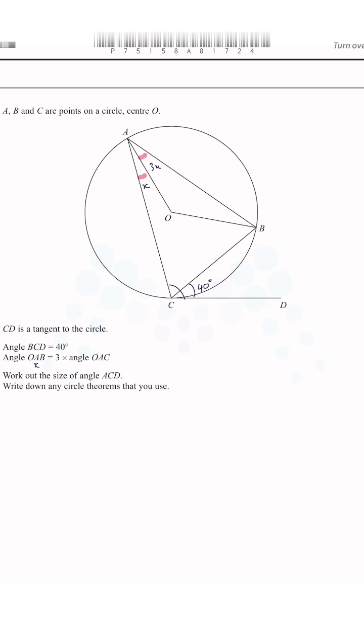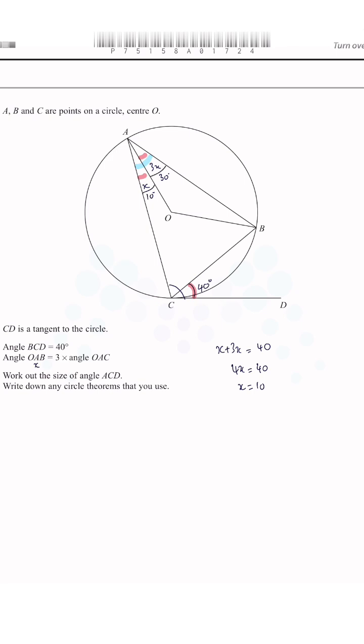Now, first thing I know is that this angle over here, 40, is equal by the alternate segment theorem to this whole angle over here. So just change the color. And this angle over here is going to be exactly the same. So that means that x plus 3x is equal to 40. Therefore, 4x equals 40. x equals 10. So that makes each of these angles 30 degrees and 10 degrees. Those are the actual values of each of them.